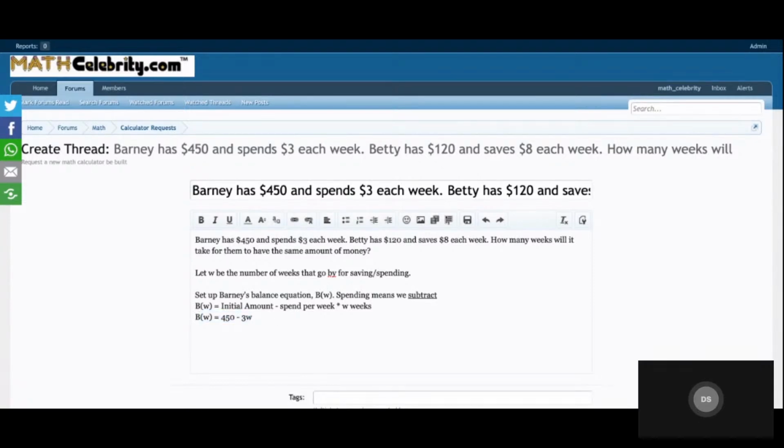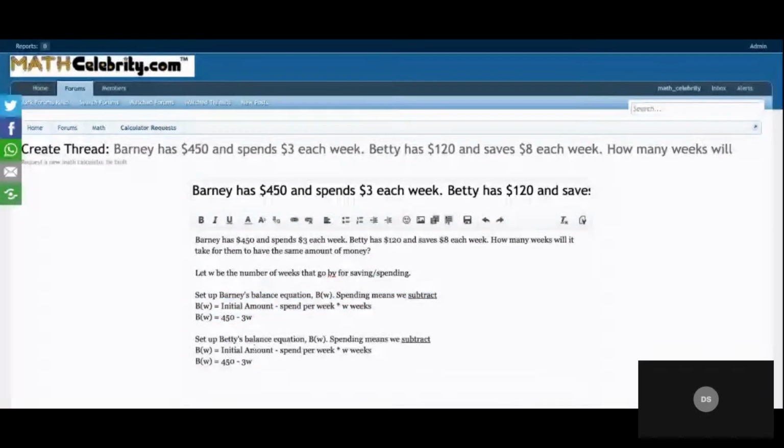Now let's do the same thing with Betty. So set up Betty's balance equation, B of W. Betty's saving, she's not spending, means we add. So we've got B of W equals initial amount plus savings per week times W weeks. Betty starts with $120 and she saves, we're going to add $8 per week.